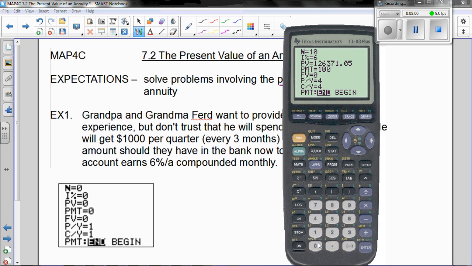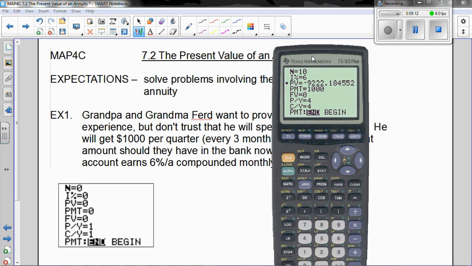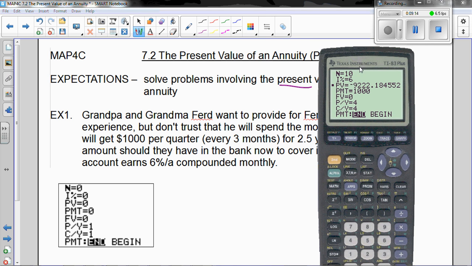And we want to know how much $1,000 Ferd's going to get, lucky Ferd. We want to know how much should be in the account now. So I'm going to solve for the present value. So it looks like about $9,000, which makes sense, right? There's going to be some interest that's growing on that $9,200 as it grows. 10 payments of $1,000 would be $10,000, but some of that's going to be interest that Ferd withdraws.